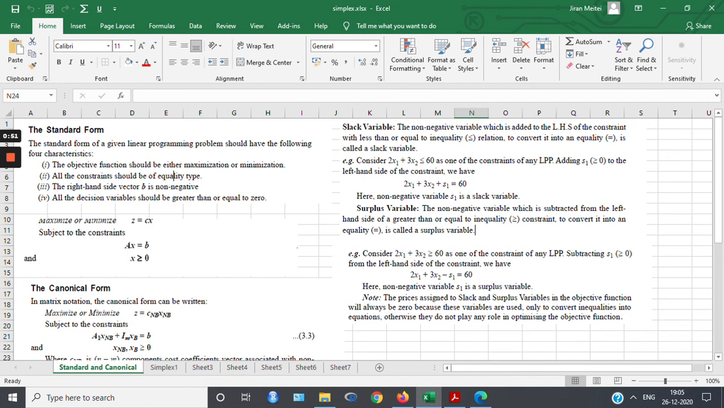So these are the definitions of the slack and surplus variables. We'll try to understand these 2 formulations along with these 2 definitions with more examples in my next video.